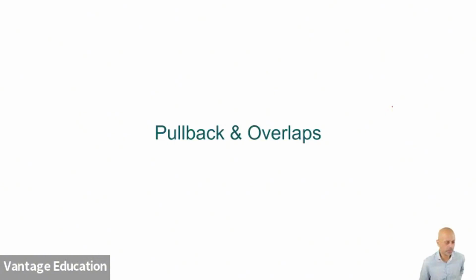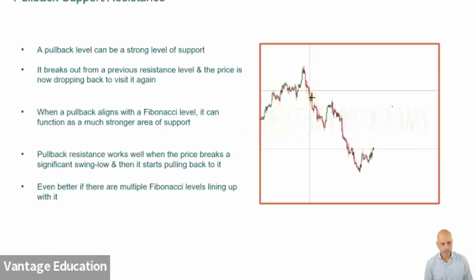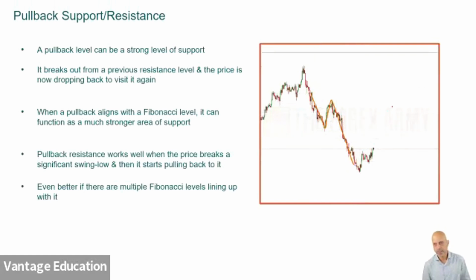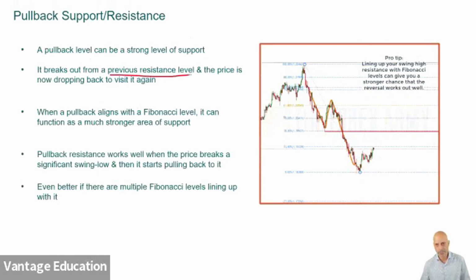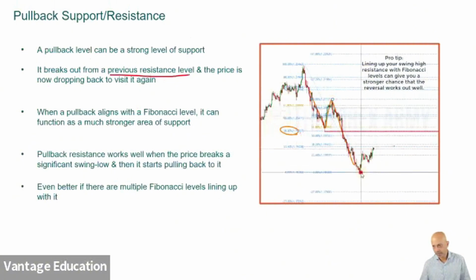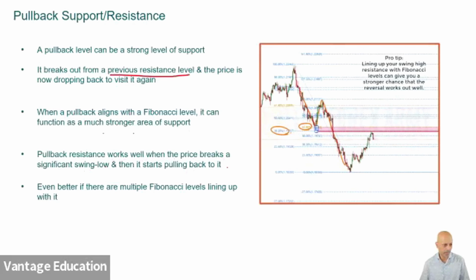Now, what are pullbacks and overlaps? We'll take a look at these two types of support and resistance areas. Now, a pullback level can be a strong level of support or resistance. From the perspective of a pullback support, it breaks out from a previous resistance level, and then price is now dropping back to revisit again. So when a pullback aligns with a Fibonacci level, it can function as a much stronger area of support. And pullback resistance works well when the price breaks a significant swing low and starts pulling back up to it.